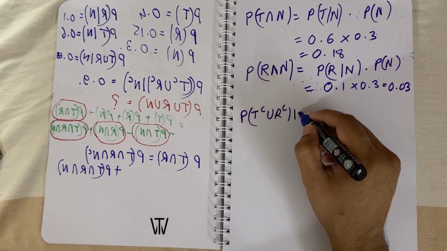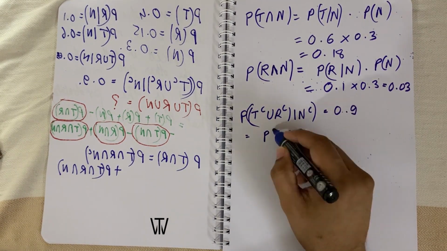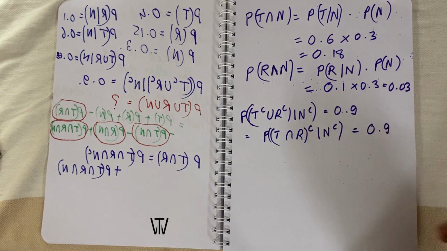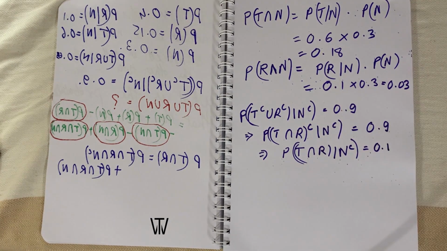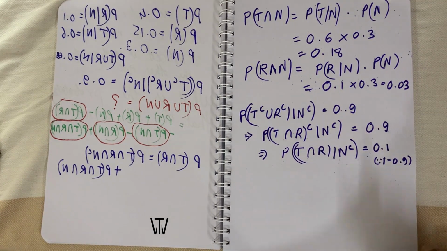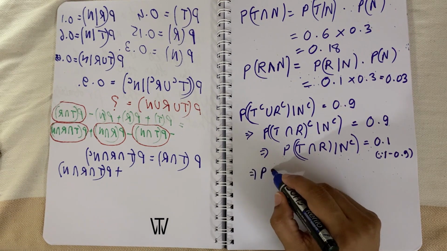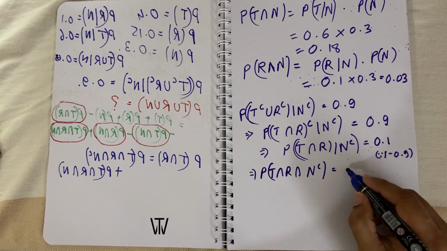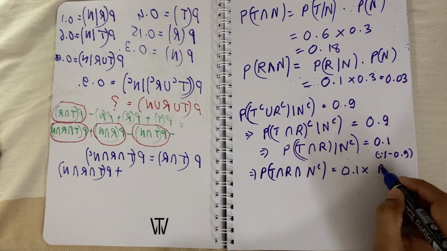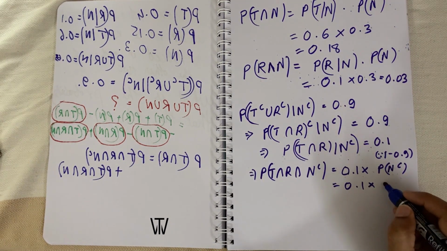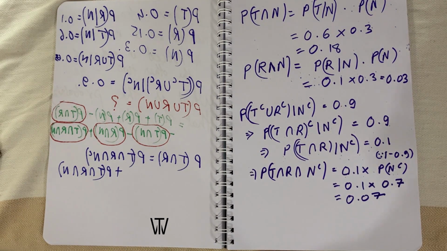Now you are given that P of T complement union R complement given N complement equals 0.9. You can rewrite this as P of T intersection R complement given N complement equals 0.9. So P of T intersection R given N complement equals 0.1, because it is 1 minus 0.9. So P of T intersection R intersection N complement equals 0.1 into P of N complement, which is 0.1 into 0.7, since P of N equals 0.3, so this is 0.07.